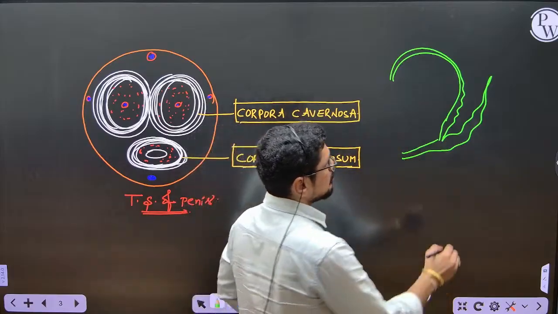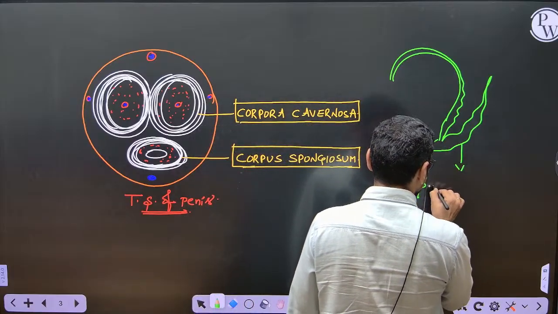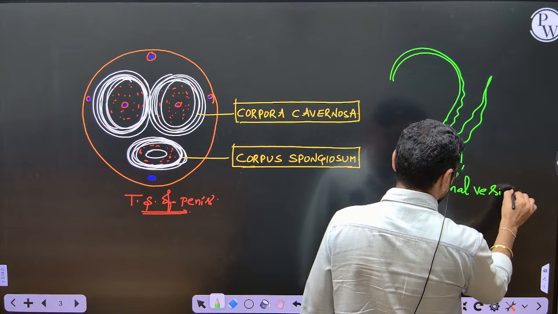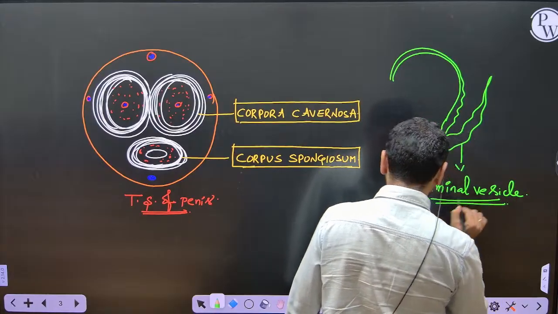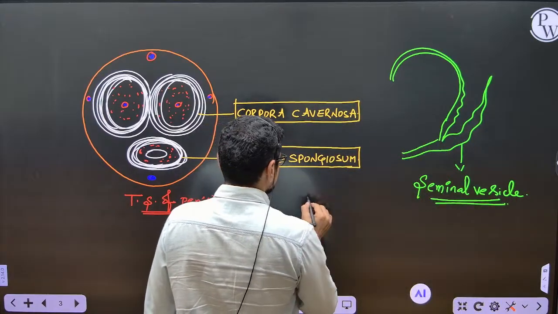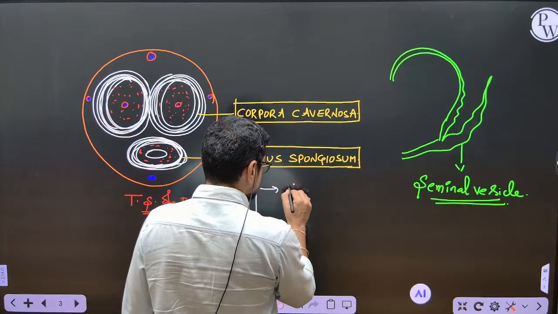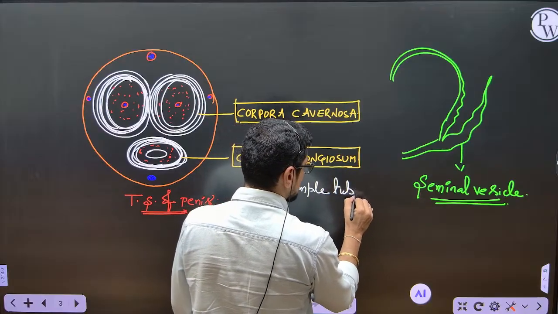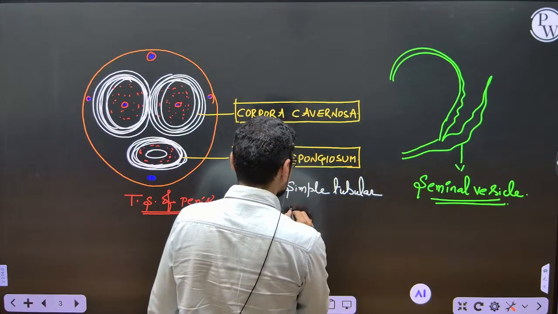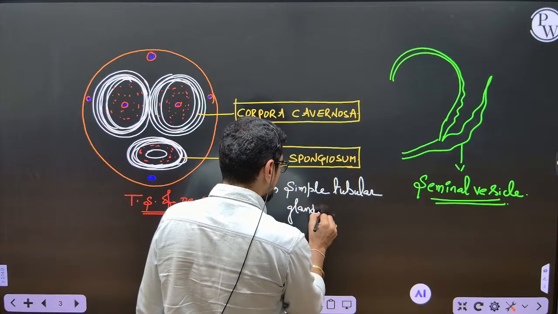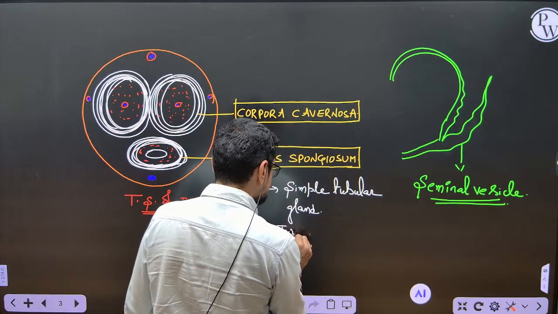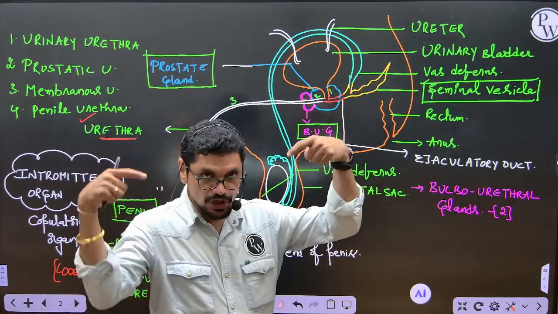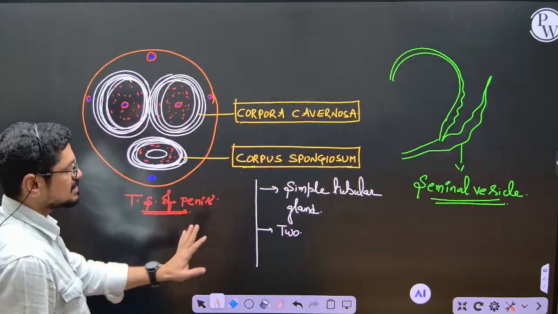This is the diagram. What is this? This is the seminal vesicle. What is the seminal vesicle? I will write here. The seminal vesicle is a simple gland, a tube-like structure. So it is a tubular gland, a simple tubular gland. How many seminal vesicles are present? Two seminal vesicles are present. This is the side view. Like that, here one, here one. Two glands are present.